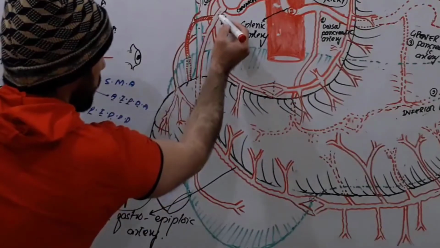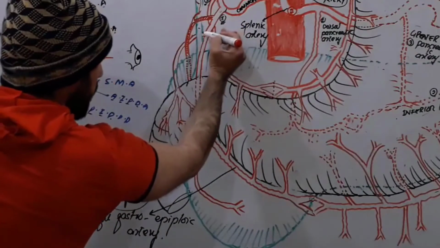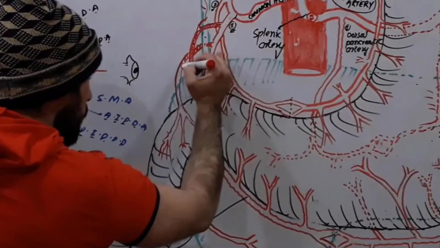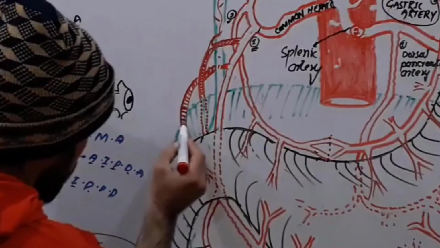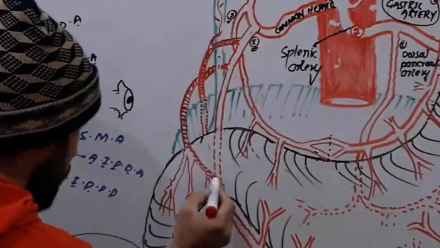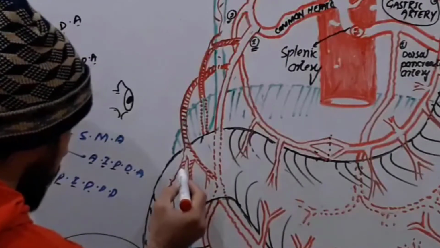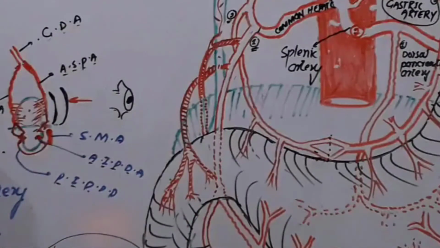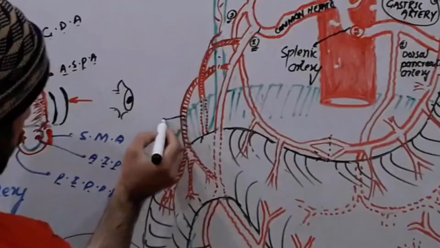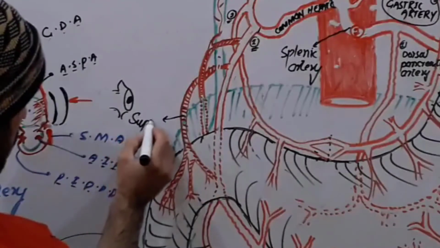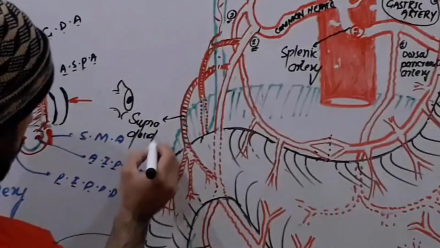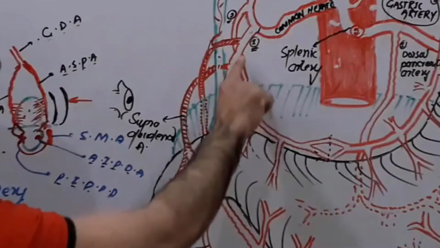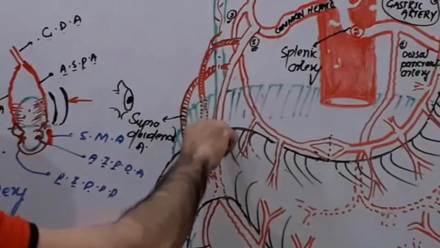Look here, friends. This is our gastroduodenal artery, right? And this artery gives off this small branch which comes to the, you can follow me here, which comes to the duodenum and pylorus. This artery is called the supraduodenal artery, right? This is our supraduodenal artery, right? So this supraduodenal artery is also a branch of the gastroduodenal artery.